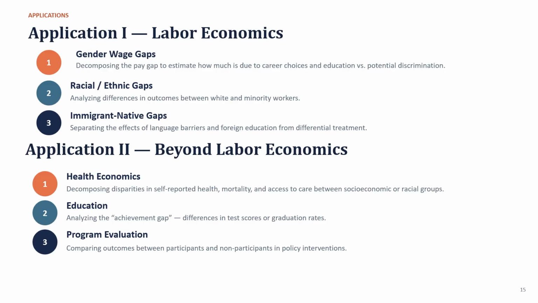Researchers have increasingly used this method to understand why health outcomes differ so dramatically across socioeconomic and racial lines. Researchers also use the same method to study the achievement gap, differences in test scores, grades, or graduation rates between students from different racial or socioeconomic backgrounds.